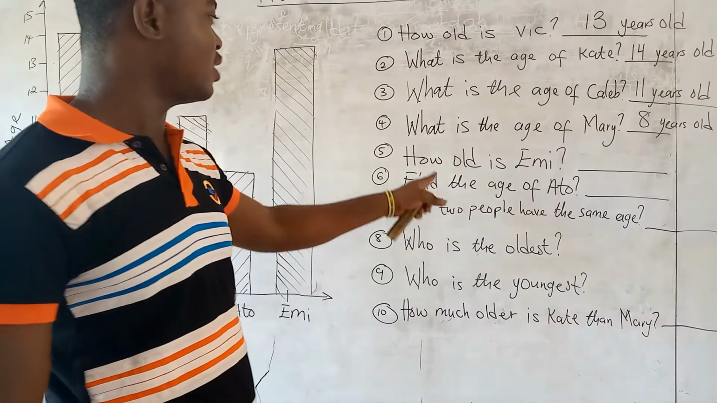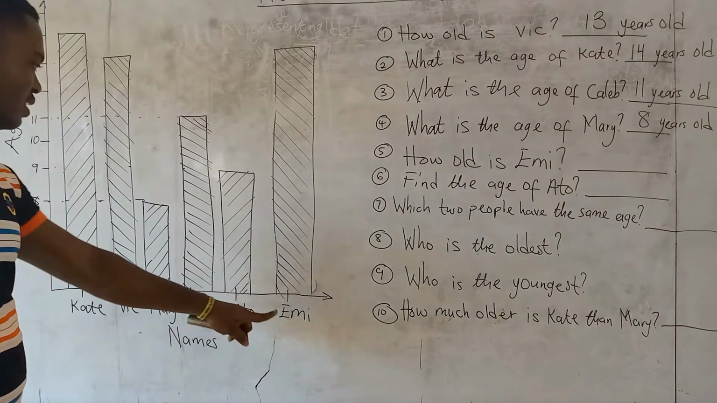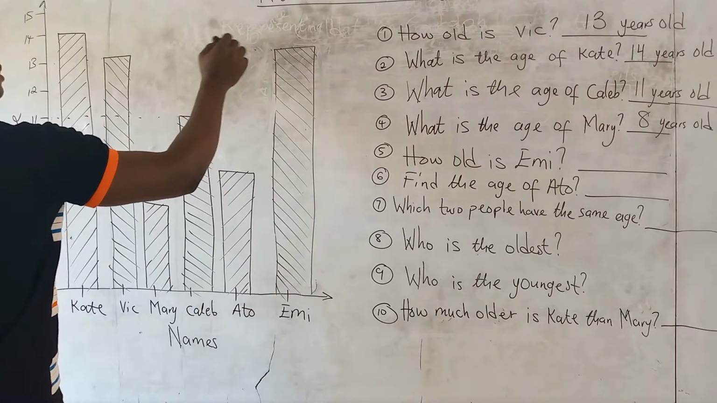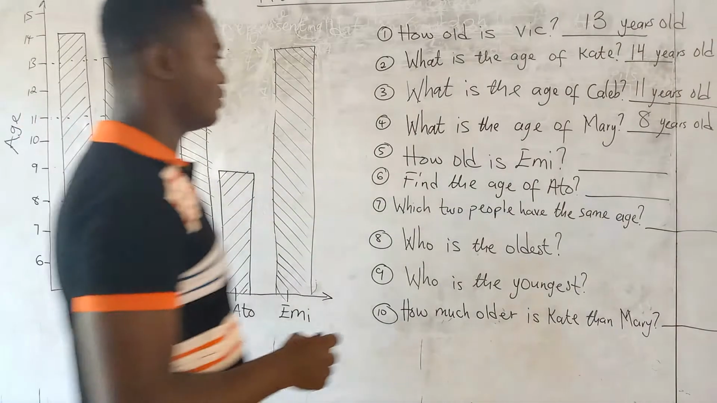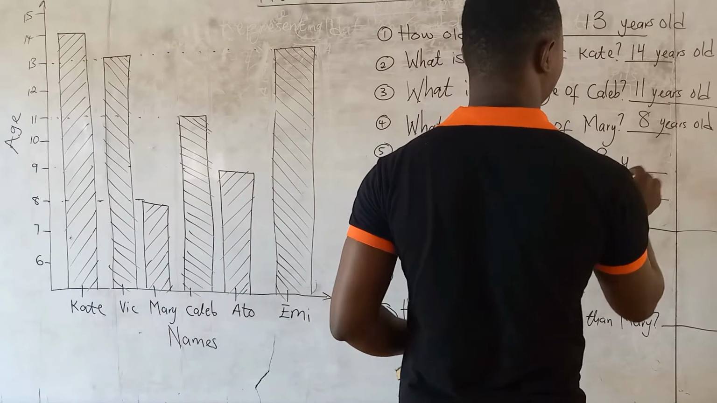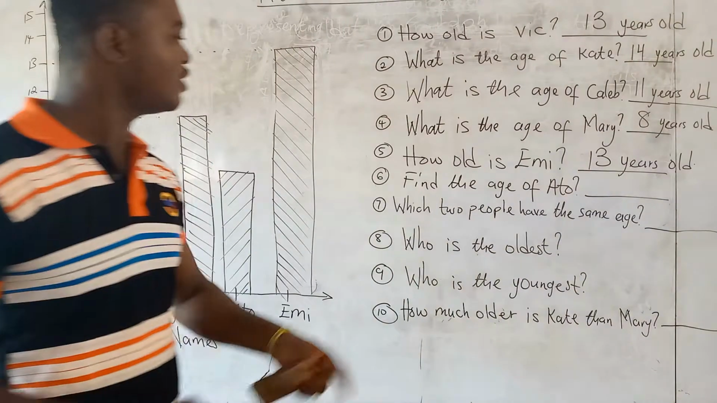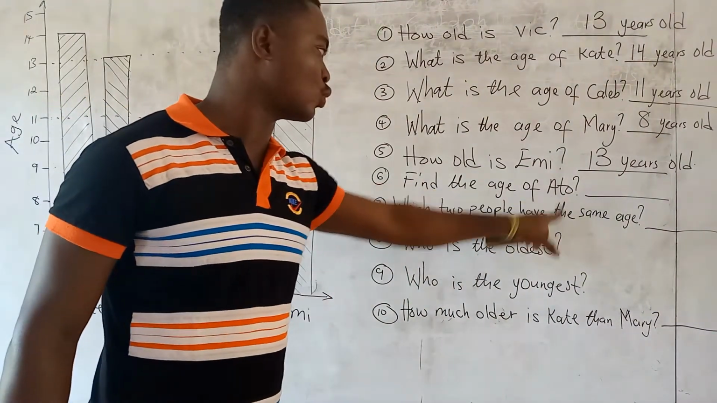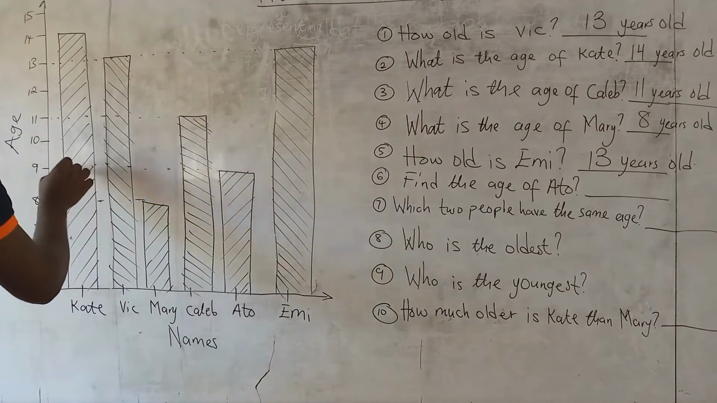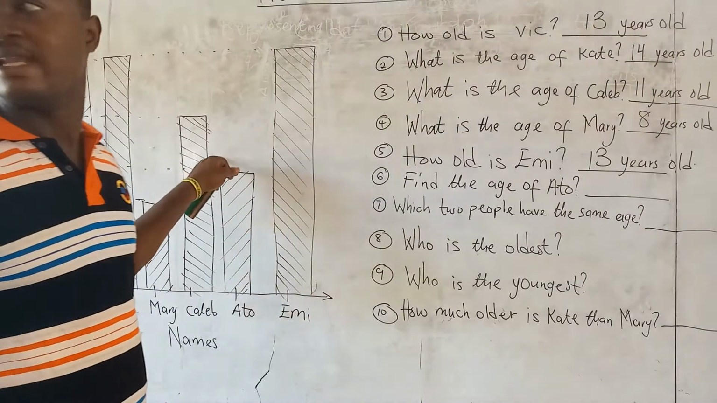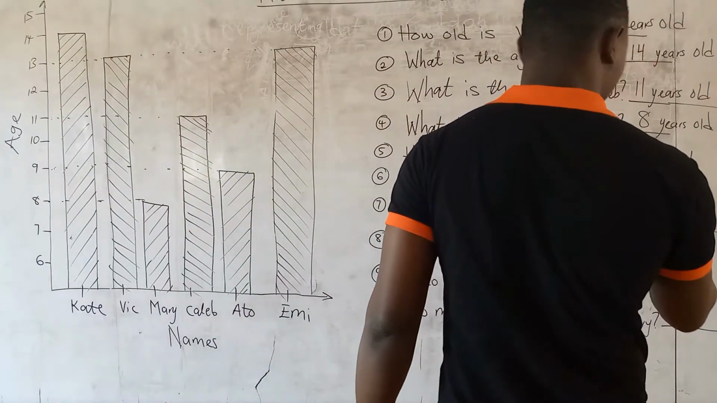What is the age of Amy, or how old is Amy? So we go to Amy. Amy is here. Let us trace it and see. Amy is 13 years old. Okay. Then they said we should find the age of Atom. Atom is here. How old is Atom? Looking at it, you can see that Atom is what? 9 years old. So 9 years old.